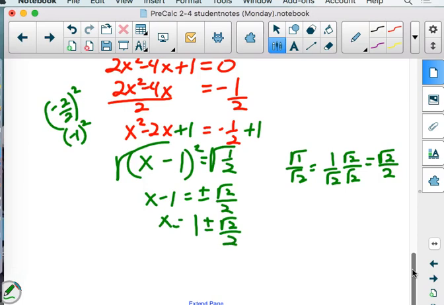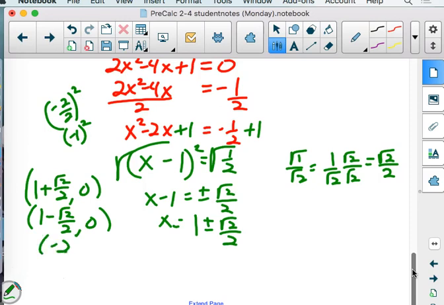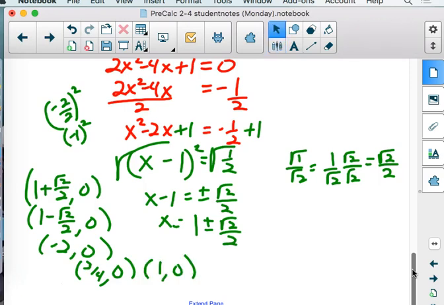So there are the last of the zeros, because this one was a quintic, and we should write them down. We have 1 plus the square root of 2 over 2, 0. 1 minus the square root of 2 over 2, 0. We had -2, 0. We had 3/4, 0. And we had 1, 0 as the 5 zeros for that wonderful quintic that we had there.